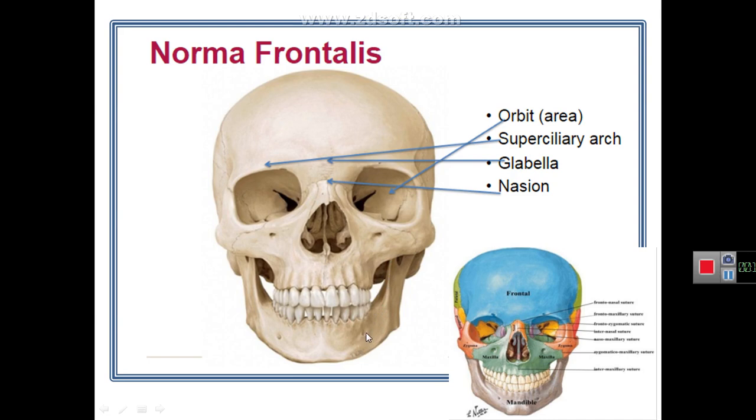And at about the middle of this oblique line is a foramen, which is called the mental foramen, that lies between the first and second premolar teeth.